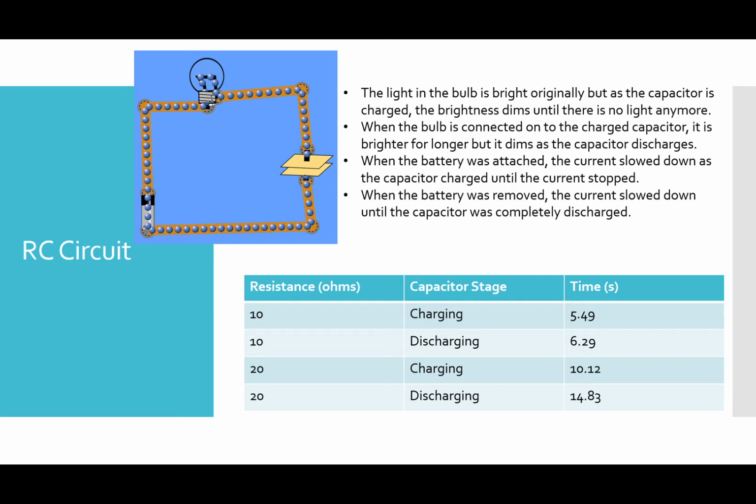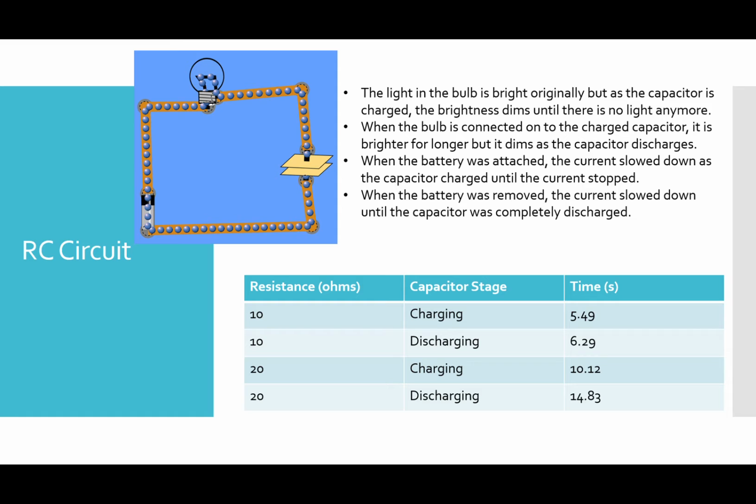When the bulb is connected onto the charged capacitor, it is brighter for longer, but it dims as the capacitor discharges. And when the battery was attached, the current slowed down as the capacitor was being charged until the current stopped because the capacitor was fully charged. And when the battery was removed, the current slowed down until the capacitor was completely discharged.